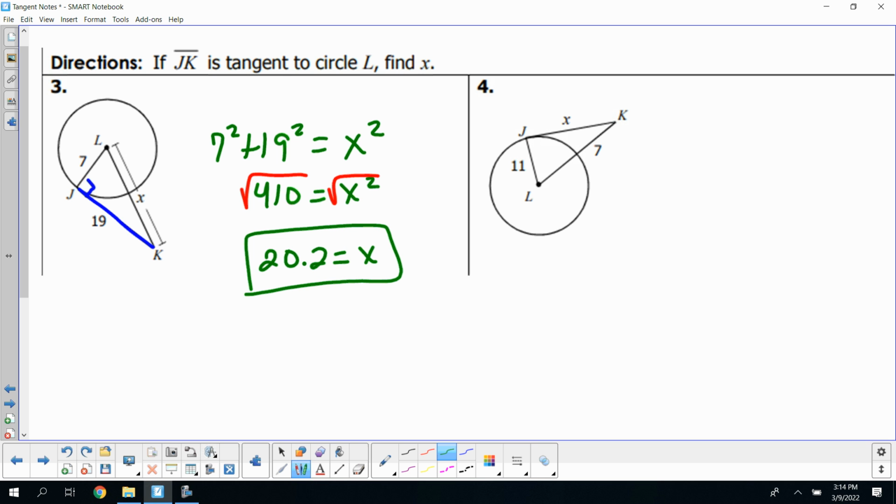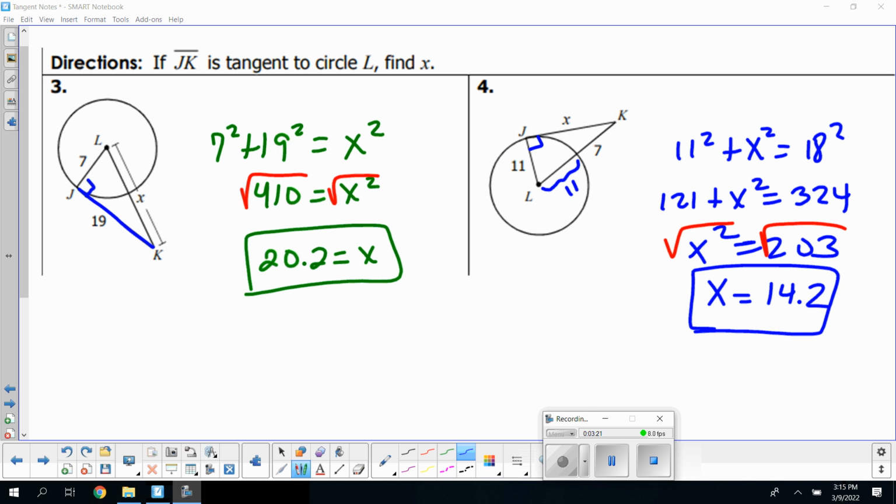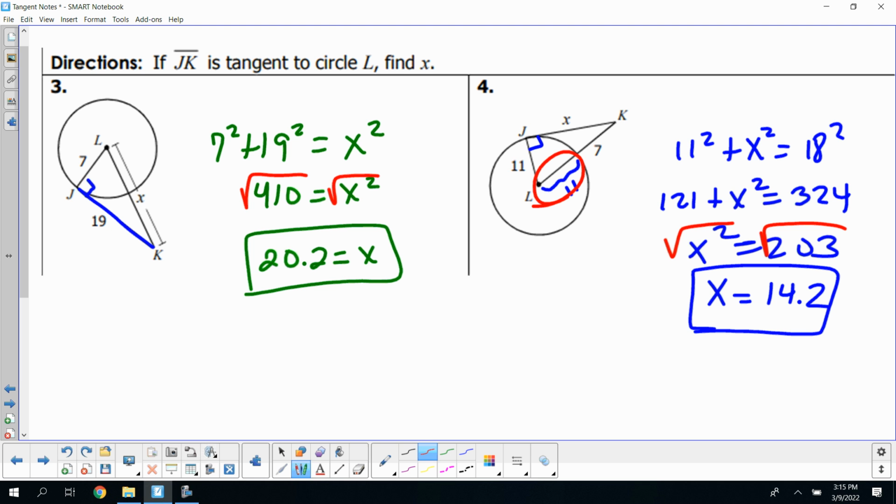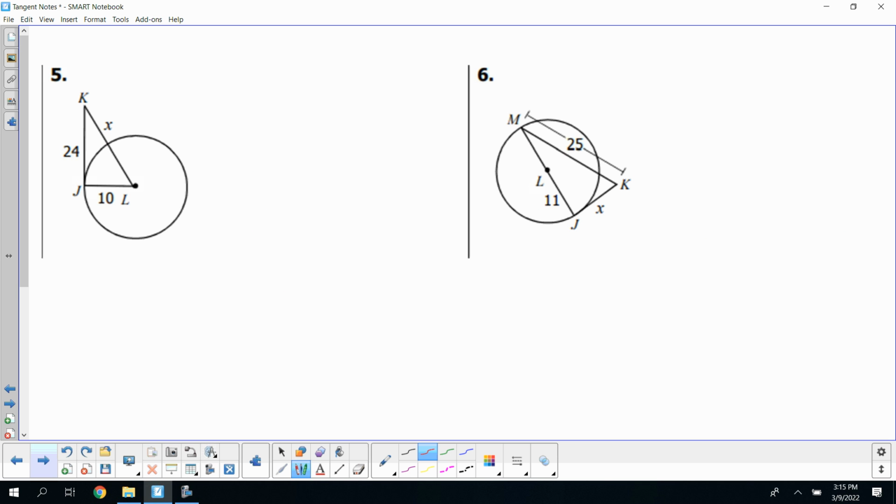Okay? Why don't you guys try number 4, pause your video, and then come back and check your answer. Okay, so you should have gotten 14.2 for number 4. Make sure that if you're not given part of your line, that you add in our radius there. If you missed that one, that's probably what you did. Let's take a look at number 5.